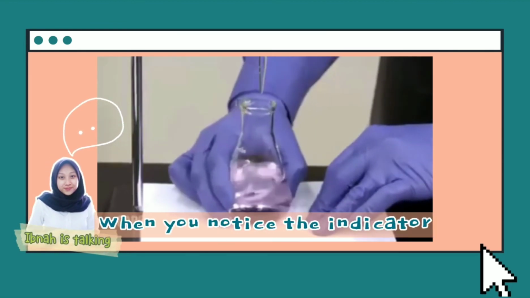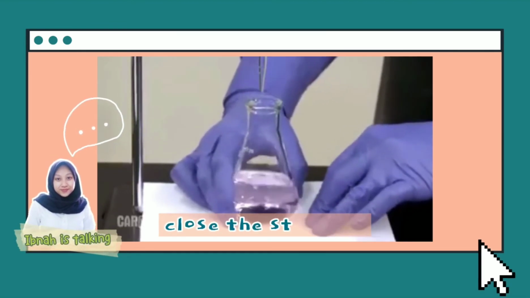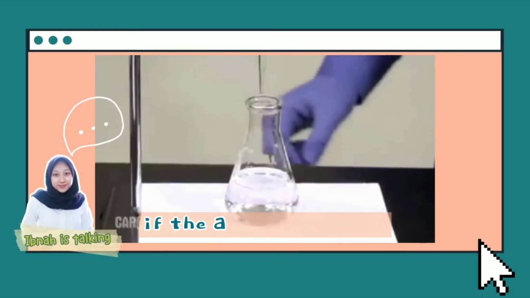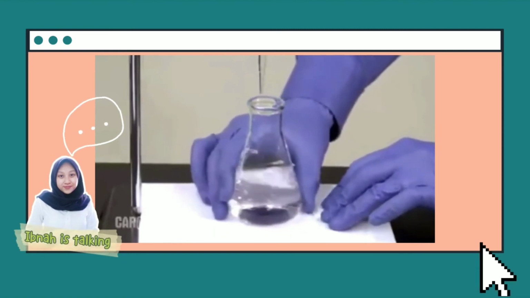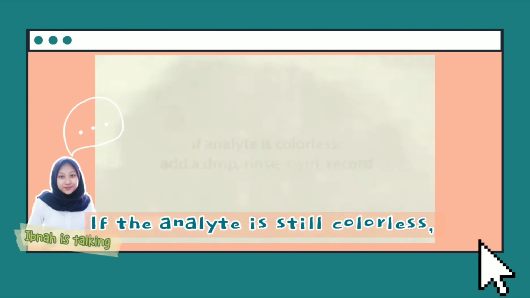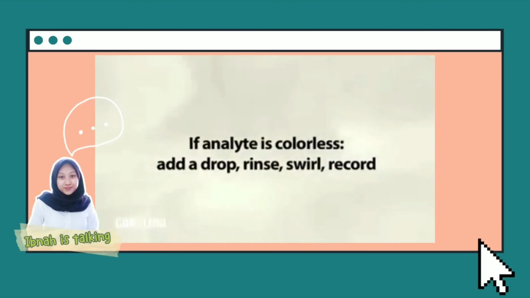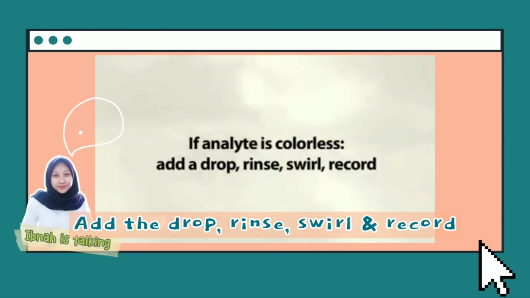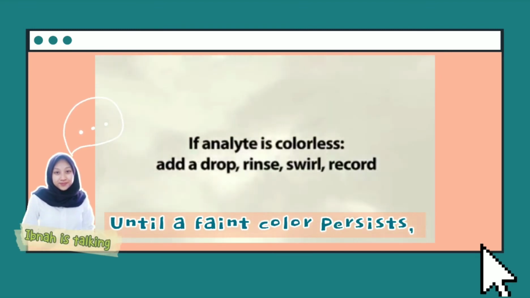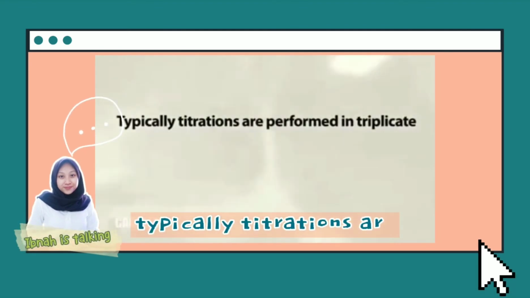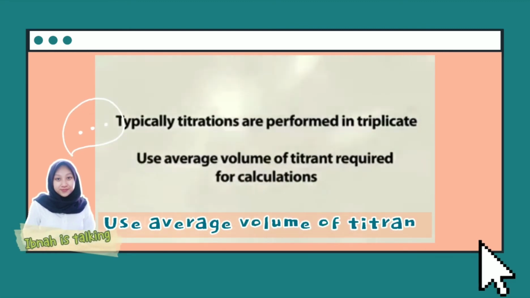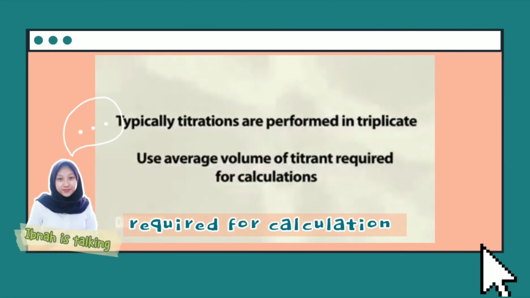When you notice the indicator taking longer to fade, close the stopcock. Record the final volume on the burette. If the analyte remains faintly colored, then you have reached the endpoint. If the analyte is still colorless, then repeat these steps. Add a drop, rinse, swirl, and record until a faint color persists. Typically, titrations are performed in triplicate. Use the average volume of titrant required for calculation.